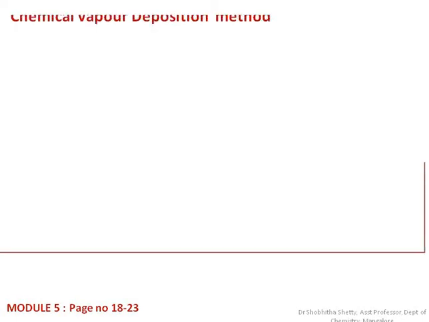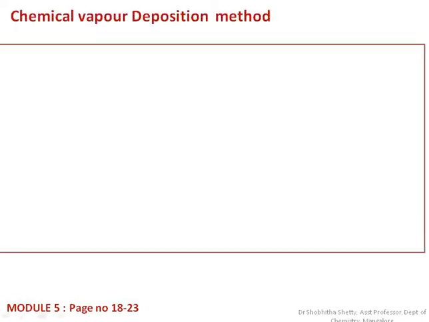And today we will be discussing one more method, how we can synthesize nanomaterials as well as how we can fabricate nanomaterials, that is by the chemical vapor deposition method, or CVD method. Whatever topic I cover in this video lecture is related to page numbers 18 to 23 of the study material given to you under module 5, that is instrumental methods of analysis and nanomaterials. So what is this chemical vapor deposition method?